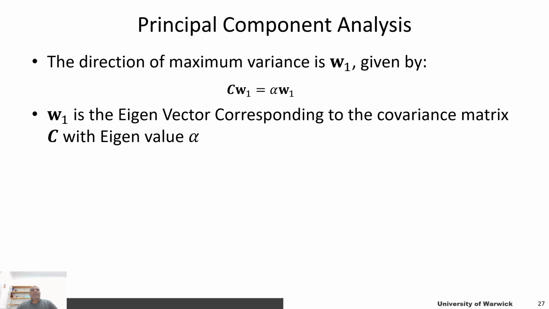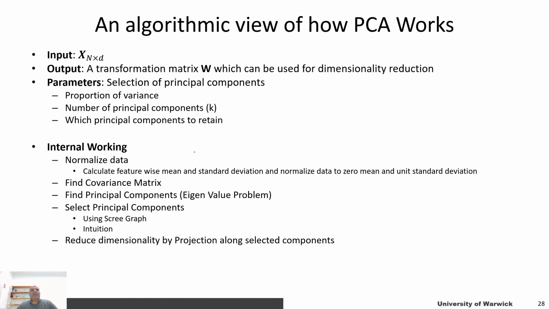So W is the eigenvector corresponding to the covariance matrix with the eigenvalue alpha. Okay, so that's really nice. So this is how PCA works internally.